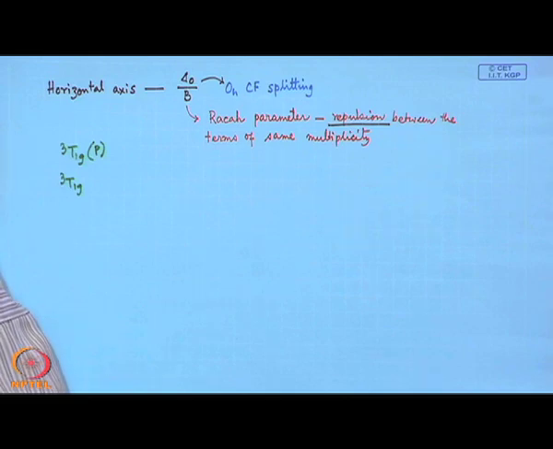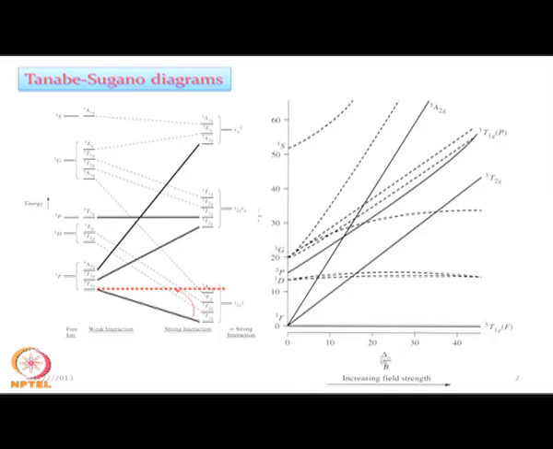So, this particular axis is given by Delta 0 by B, which accounts for the increasing field strength. So, if we push this 3T1g level from this black line to the dotted red line by moving from here to there, we get this as the typical horizontal axis, which is defined as 3T1g. Since it is originating from the 3F term, it will be labeled within bracket as 3T1g(F).